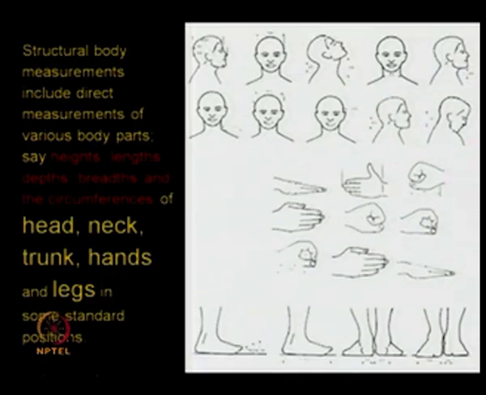Now, structural body measurements include direct measurements of various body parts, that is, the heights, lengths, depths, breadths and the circumferences of head, neck, hands and legs in some standard postures or standard positions.